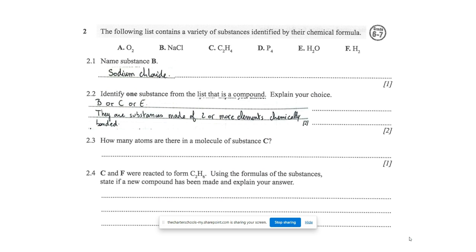How many atoms are there in a molecule of substance C? C2H4 is made of 2 carbon and 4 hydrogen, so in total that is 6 atoms.